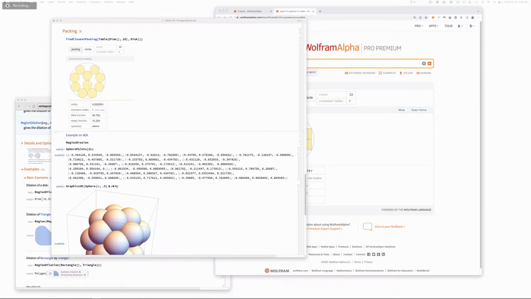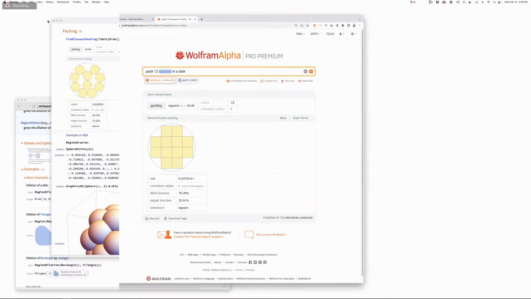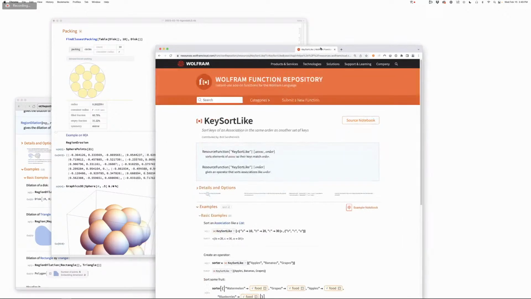I have a list of a couple of WFR functions we're going to look at next time that I can send you. What are they? Maybe I can just find them. Go ahead. So KeySortLike was actually something that Bob submitted. We have a handful of association functions I'll send along, but that one was at the top of the list.